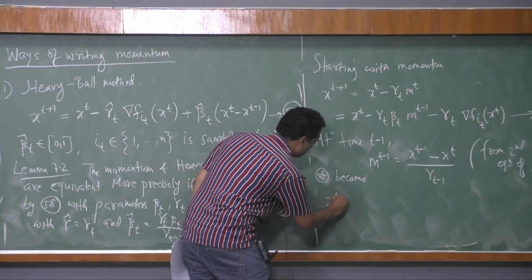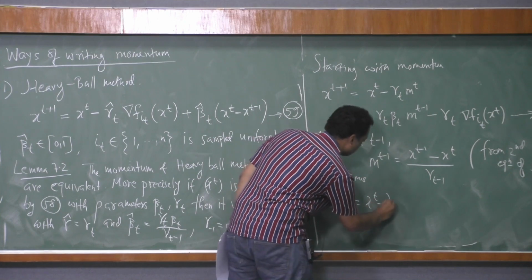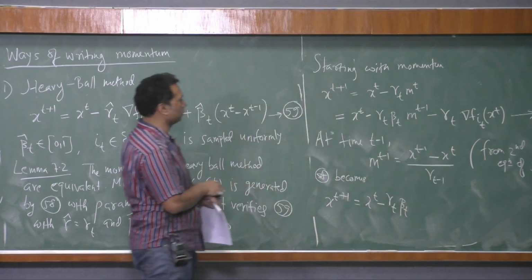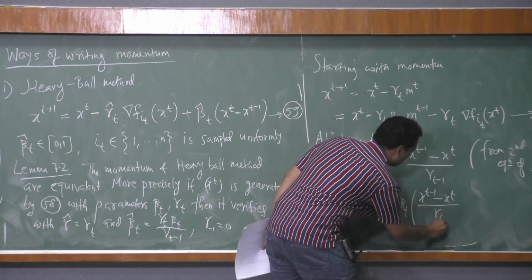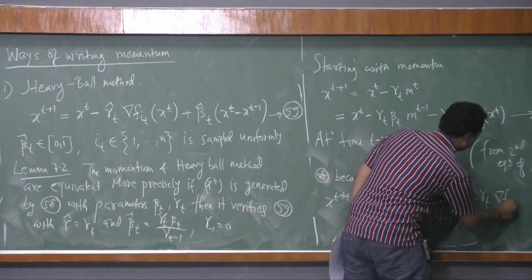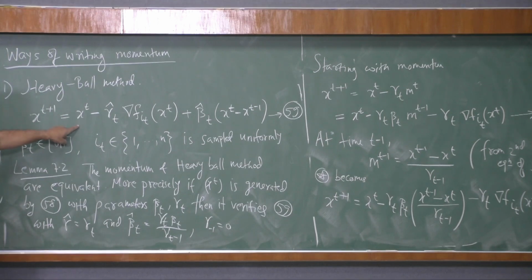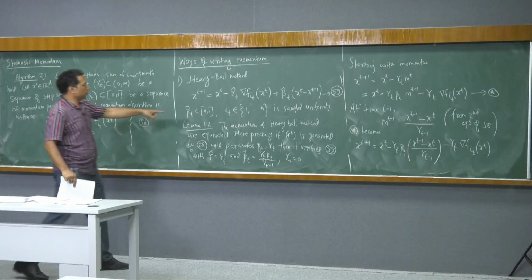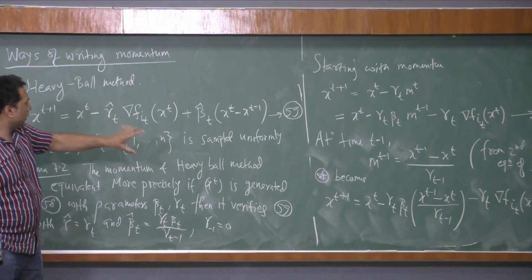So now star becomes x_{t+1} equal to x_t minus gamma_t beta_t, and then we are supposed to substitute m_{t-1}, which is (x_{t-1} minus x_t) by gamma_{t-1}, and then the remaining term is minus gamma_t grad f_{i_t}(x_t). Now we are supposed to rearrange and see whether it looks like 59, with the rearrangement that was proposed in the lemma. So gamma_t does not need to be changed, because this is the term that goes with gamma_t. I can take gamma hat_t to be the same as gamma_t.